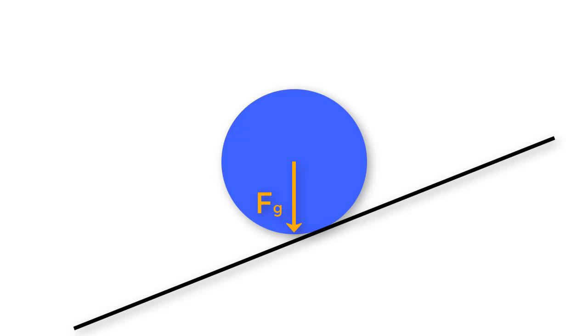Let's draw the free body diagram. The wheel has gravity acting on it like this, and the ramp will push back on the wheel like this. Now, notice how this force isn't directly underneath the center of mass. It is off-center. To deal with this, we need to remember what we know about moments and torques.